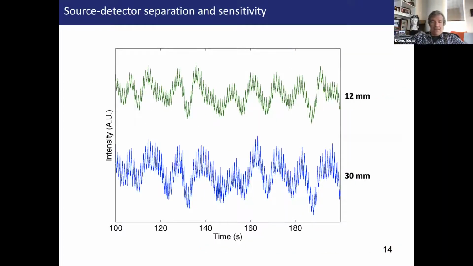Okay. So here are example measurements at 12 millimeters and 30 millimeters. You can see they look quite remarkably the same because this is only mostly scalp, and actually both of them are mostly scalp, right? And so that's why they look pretty much the same. But we want to figure out where the brain activation signal is in this 30 millimeter measurement.